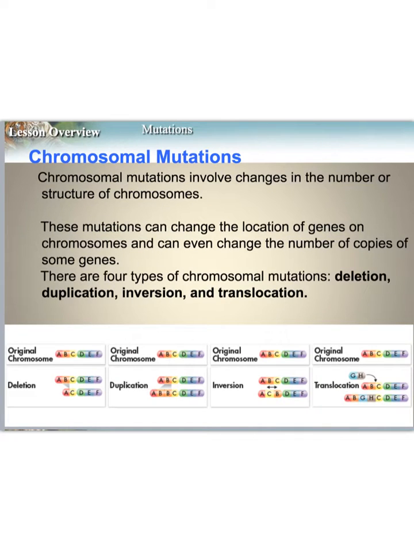Chromosomal mutations involve changes in the number or structure of chromosomes. These mutations can change the location of genes on chromosomes and can even change the number of copies of some genes. There are 4 types of chromosomal mutations: deletions, duplications, inversions, and translocations.